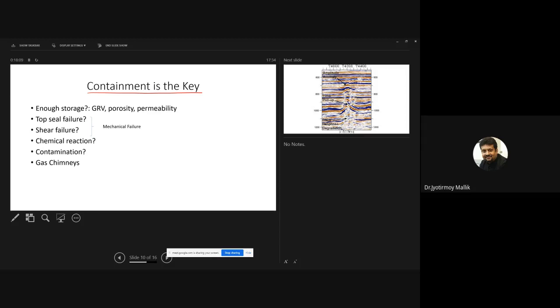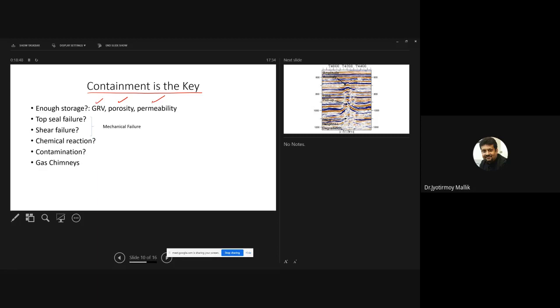So first thing, is there enough storage? Is the reservoir large enough that it can contain the amount of carbon dioxide that I want to store? So it needs to have GRV, that is gross rock volume, enough porosity, enough permeability. Similarly, the way we have been calculating UR, ultimate recovery, here you are calculating whether there is enough storage, whether the reservoir where you aspire to contain carbon dioxide has enough gross rock volume, porosity, and permeability.